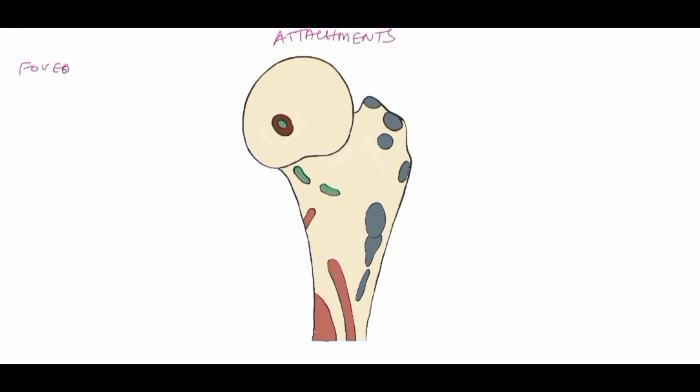Attachments of the femur. First one is the fovea. Fovea has the ligament of the head of the femur, or round ligament, or ligamentum teres femoris. It's just one ligament but has different names.